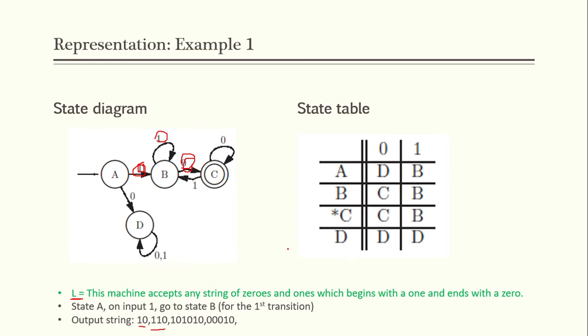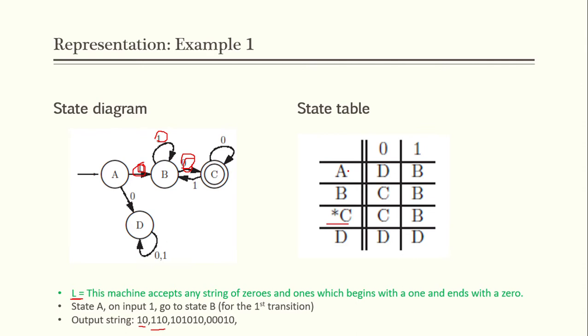Then how to convert it into a state table? We have A, B, C, D, four states here. The first one must be the start state. Let's say your start state is B, it means your state table also needs to start with B. But in this case, it starts with A. The one with an asterisk here, C, has an asterisk. An asterisk represents the accepting state.